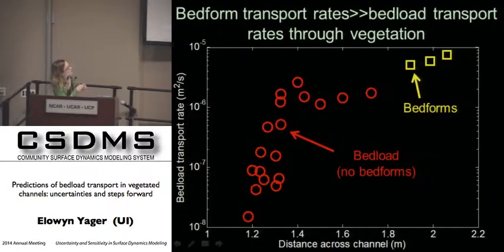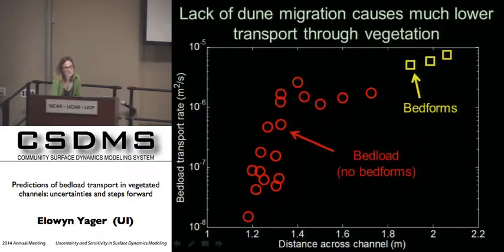So we see a large spatial variability in the sediment transport rate within the vegetation, and that transport rate is much less than what we would see with dunes. So our bed form transport rate is much greater than our bed load transport rate through vegetation. And this is because we no longer are having those dunes migrate over the point bar, and so we have much lower sediment supply through the vegetation, which is causing lower transport rates. And this has important implications for channel morphology.